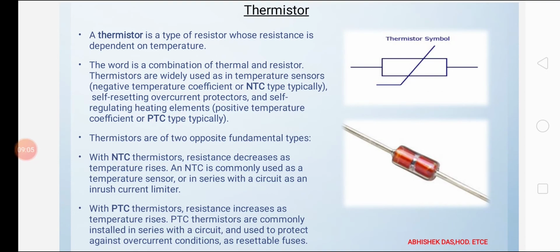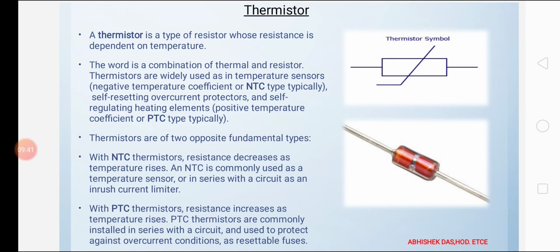Next one is the thermistor. Thermistor is a contraction of the term thermal resistor. Thermistors are generally composed of semiconductor material. They have a positive temperature coefficient of resistance. Most thermistors are negative temperature coefficient, such that their resistance decreases with increase in temperature. The thermistor is composed of metallic oxides such as magnesium, nickel, cobalt, copper, iron, etc.